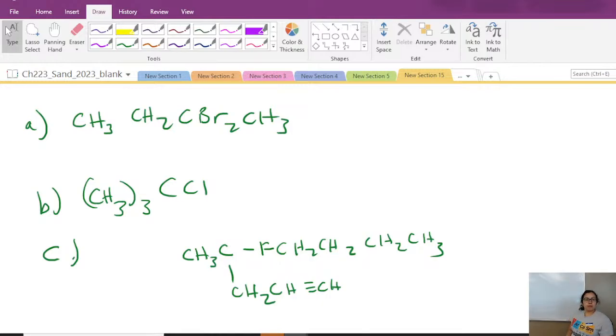Is that an R in C? Or is that... where? Sorry, there shouldn't be any R's. That's an F. I'm trying to draw C bonded to F. Okay.